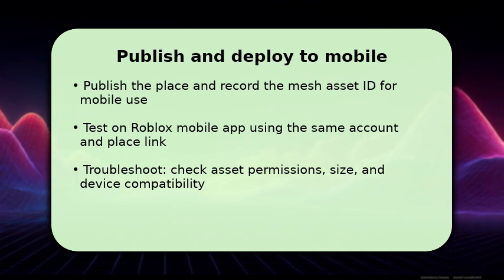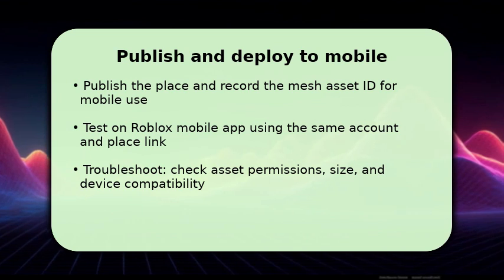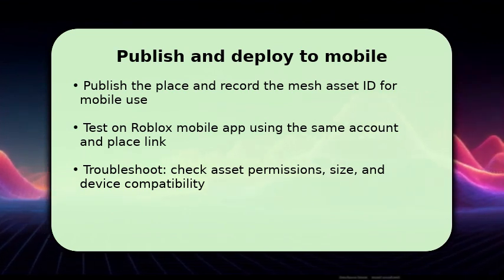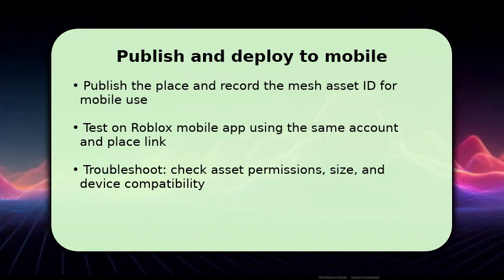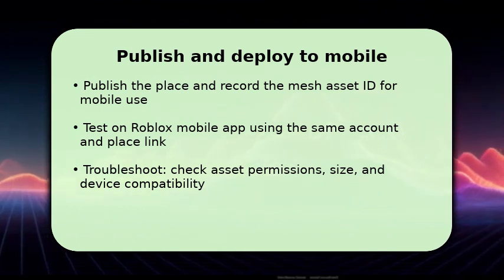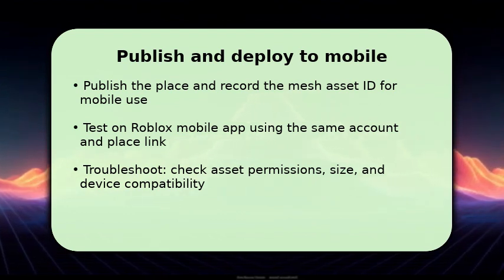Open the Roblox mobile app with the same account and load the published place to verify the mesh appears and behaves. If it fails, make sure mesh size is under limits, asset permissions allow public use, and textures are uploaded. One troubleshooting tip: re-upload with simplified geometry if performance or visibility problems persist.